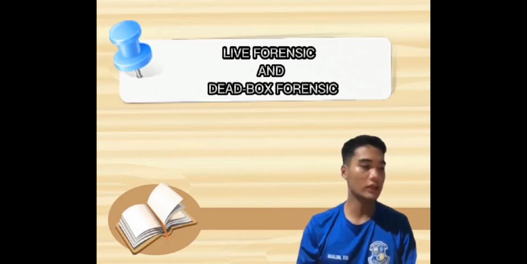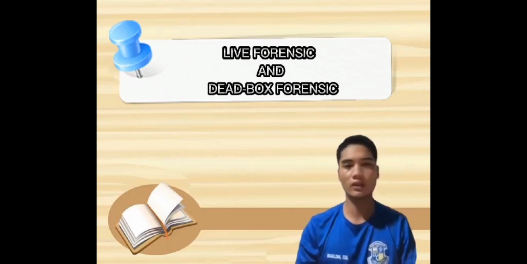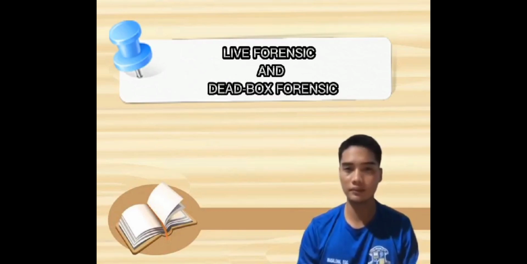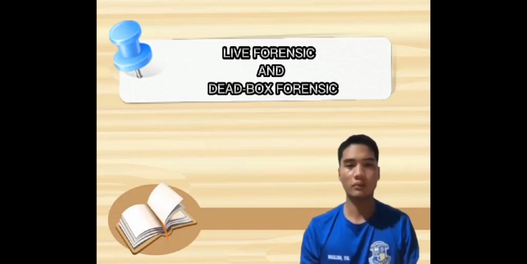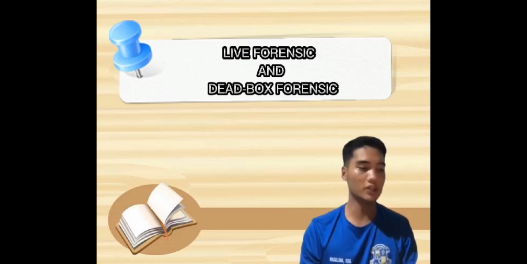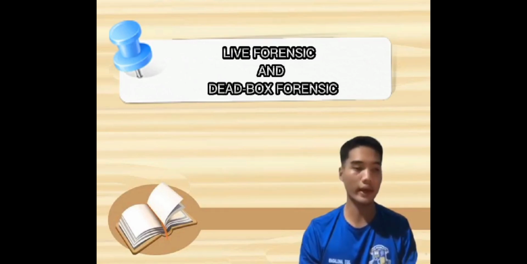Good evening, everyone. I am Elmer Gelo Magalona, Base Cream Section Bravo. And today I will report about the live forensic and the dead box forensic under chapter 6. In the previous chapter, we learned how to preserve and collect digital evidences from RAM and other digital devices. And the next step in digital investigation is what to look for and where to find.